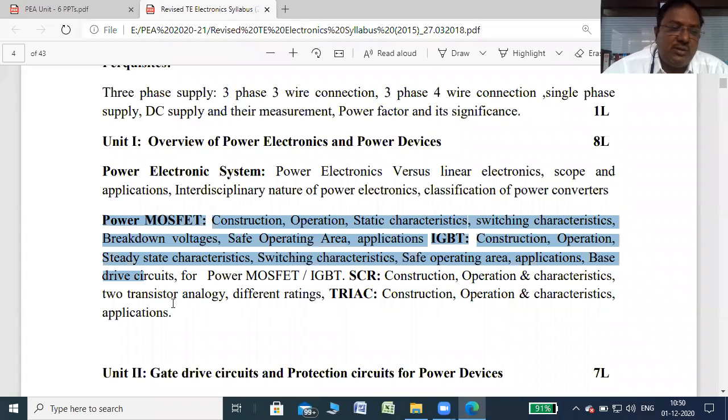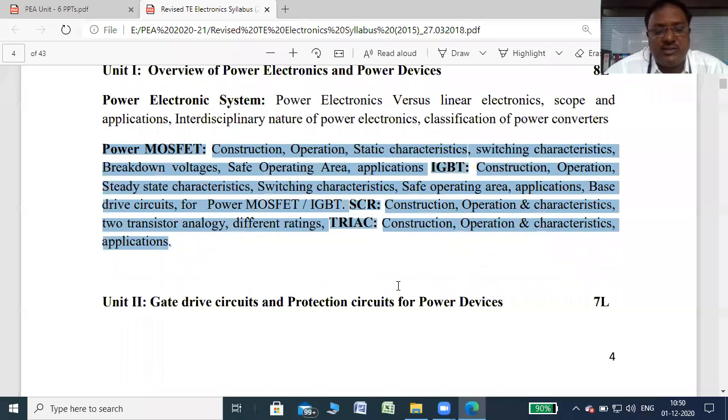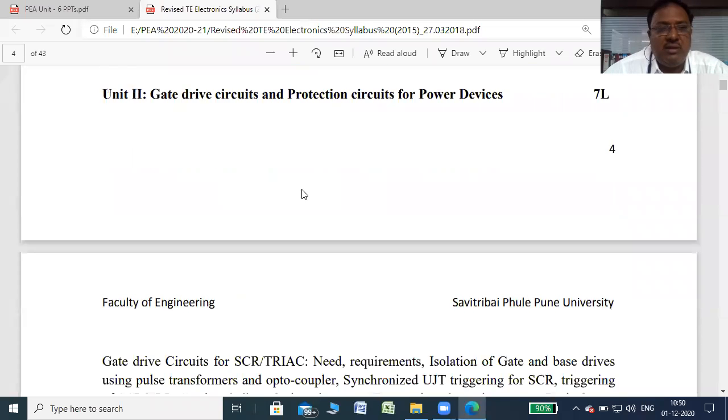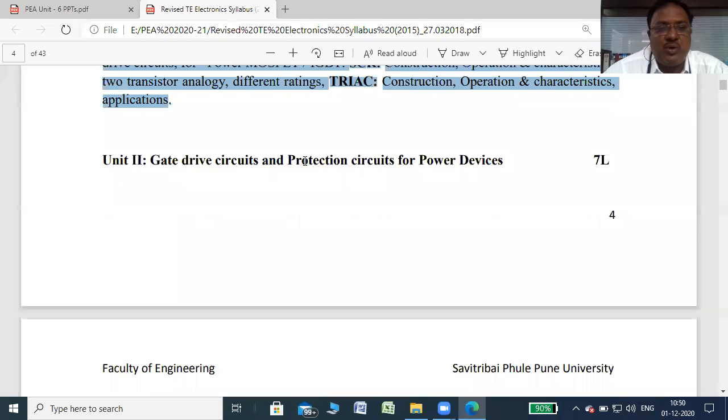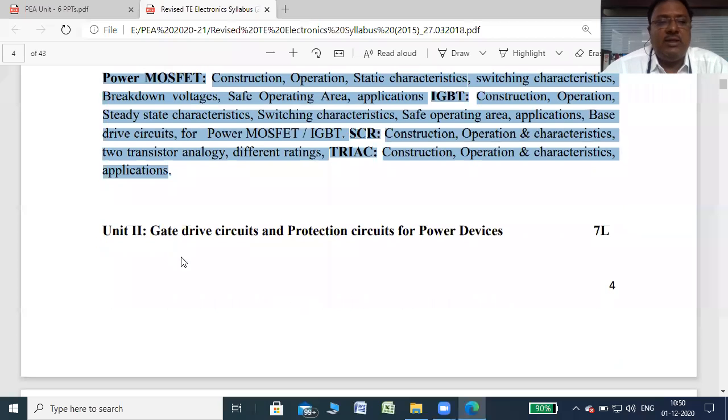So this first unit is nothing but the introduction of power devices, right? Then in the second unit, we have seen the gate drives and protection circuit. So whatever devices we learned in the first unit, for these devices, the gate drives or base drives are required. Otherwise, these devices never conduct. So gate drives and base drives we learned in unit number 2.